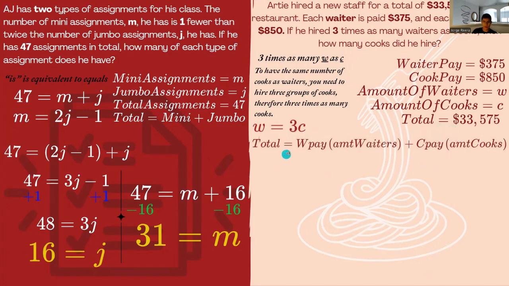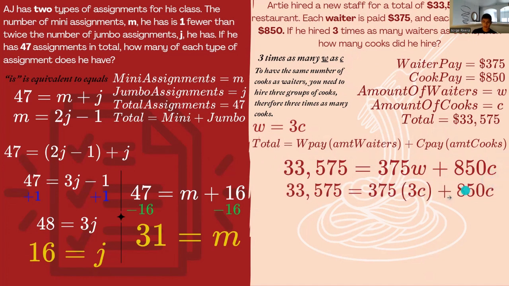So the total amount that he spends is going to be equal to the waiter pay times the amount of waiters plus the cook pay times the amount of cooks. And so we can just plug in the variables there, and then we know that W is equal to 3C, right? And in order to have only one type of variable here, as in the C, we can just plug this in, right? Have a W in here.